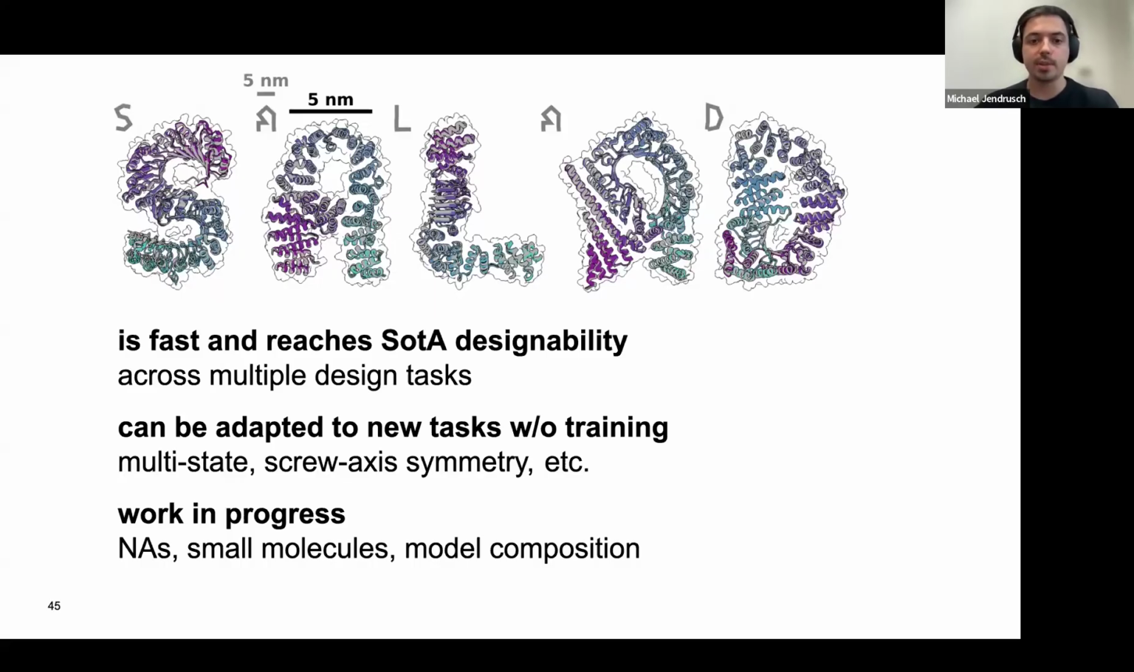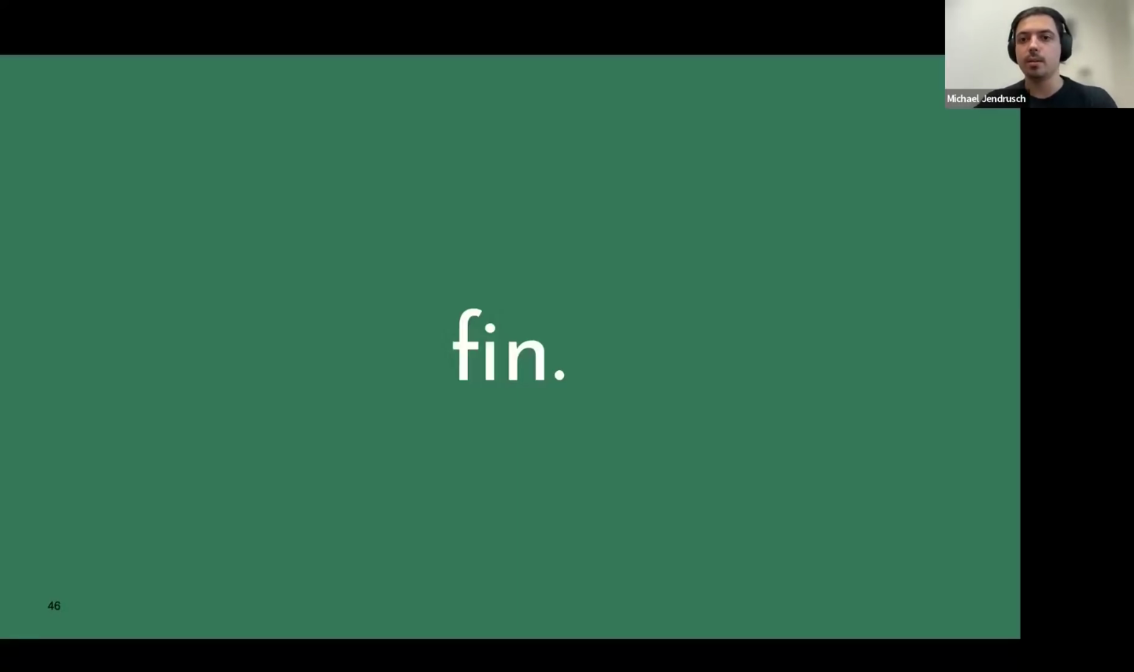For the next steps, while we're working on validation with our collaborators, we're also looking to integrate additional modalities into the model that it currently cannot design for, which is mostly making Salad able to design in the presence of nucleic acids and small molecules, and making it easier to compose multiple models in a single design pipeline. With that, I think I've reached the end of this talk.